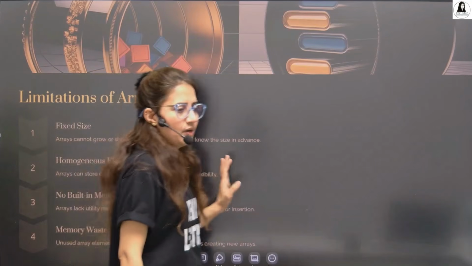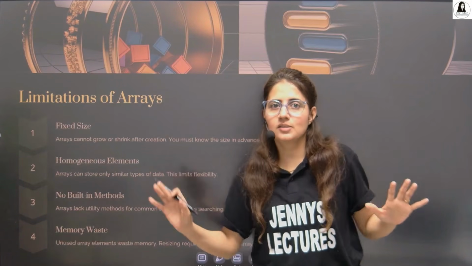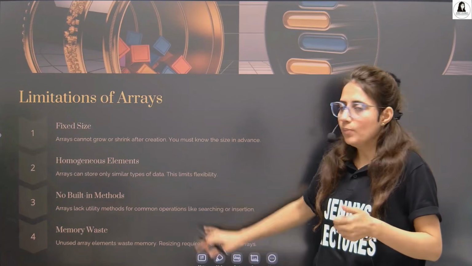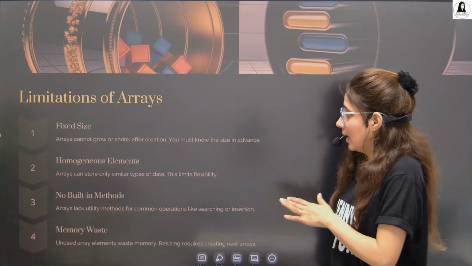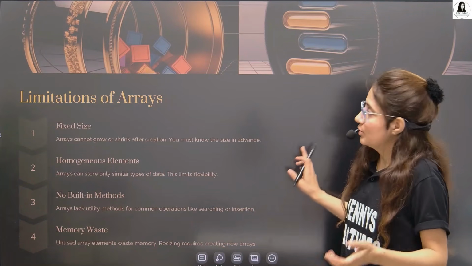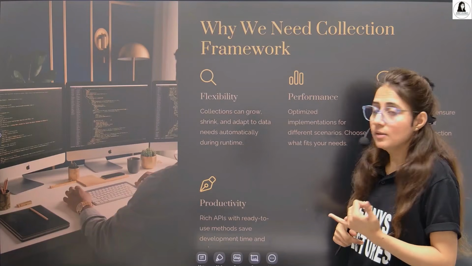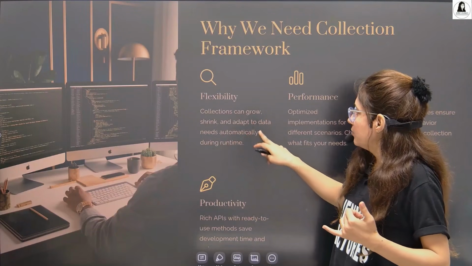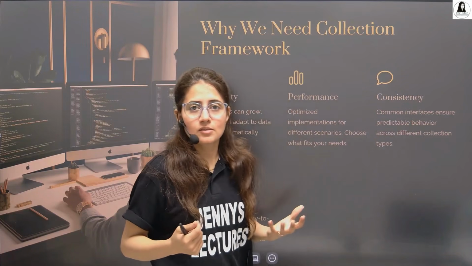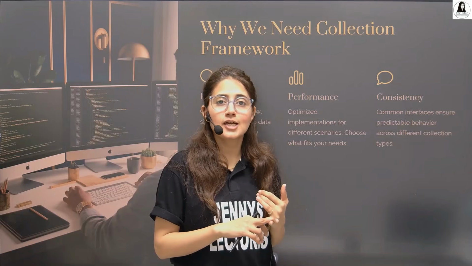Now, the limitations of arrays we have discussed, because in the very first you have the basic data structure, array. These are some limitations: fixed size, same kind of element, no built-in methods in arrays. There are no utility methods we can use, and obviously wastage of memory. Now, why do we need the collection framework? Definitely for flexibility. Collections can grow, shrink, and adapt to data needs automatically during runtime, like ArrayList.